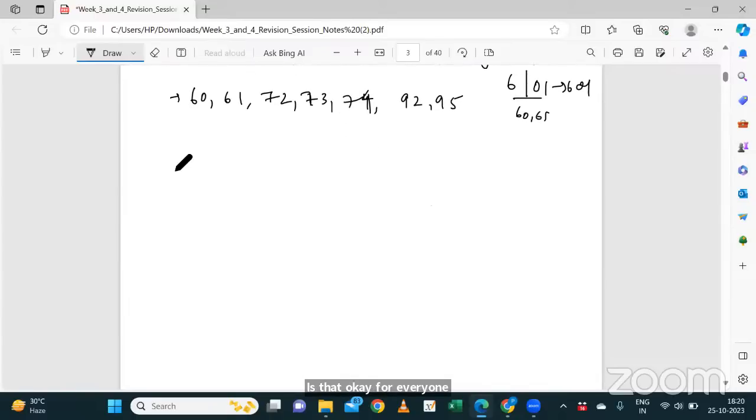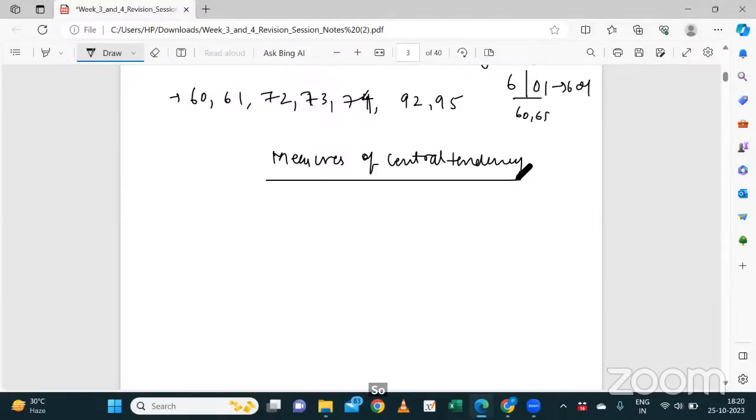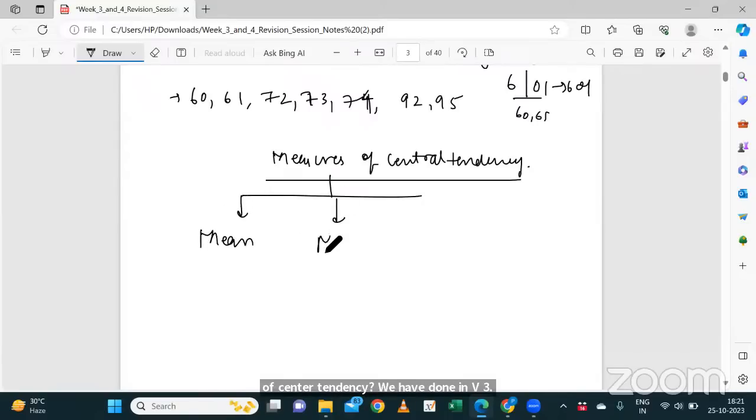Great. So the next topic is measures of central tendency. First of all, tell me what is the need of measures of central tendency? What are the measures of central tendency we have done in week 3? Mean, median, mode. First of all, why are we interested in knowing the measure of central tendency?